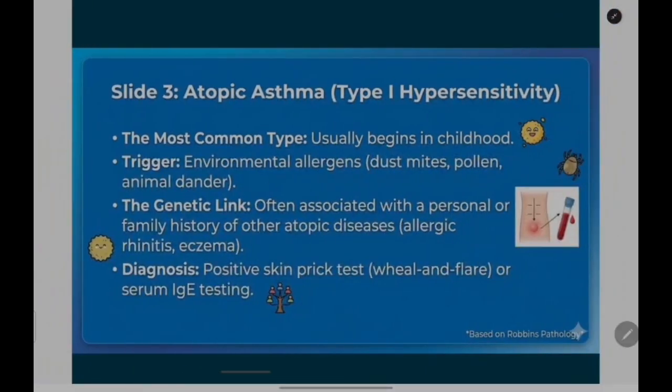Atopic asthma, type 1 hypersensitivity. The most common type, usually begins in childhood. Trigger: environmental allergens such as dust mites, pollen, and animal dander. The genetic link: often associated with a personal or family history of other atopic diseases like allergic rhinitis and eczema. Diagnosis: positive skin prick test, wheal and flare, or serum immunoglobulin E testing.